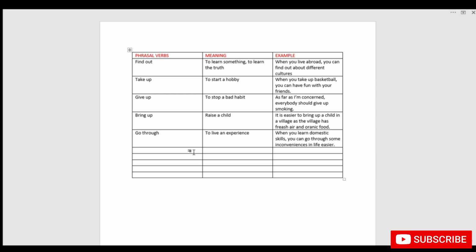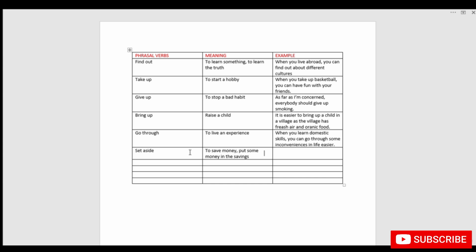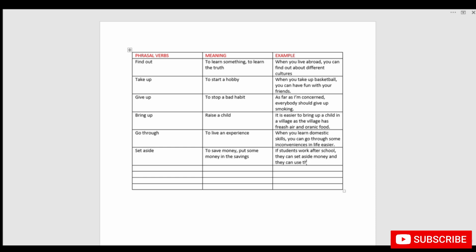Our next example is set aside, and it can mean to save money or put some money in the savings. And I say, for example, we are writing an advantages and disadvantages essay about whether students should work after school. So we can say, if students work after school, they can set aside money and they can use that money for a holiday.